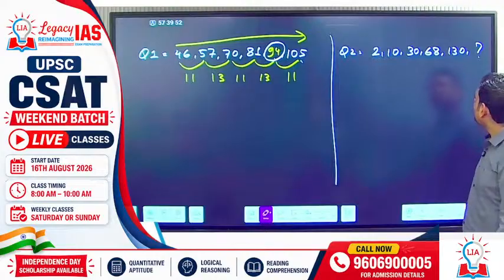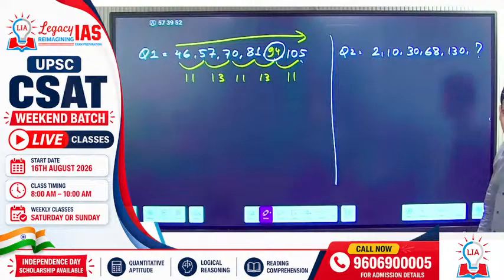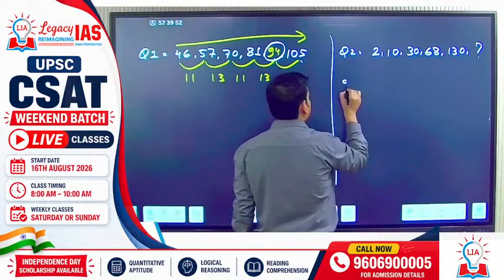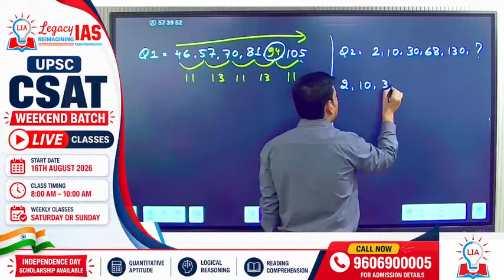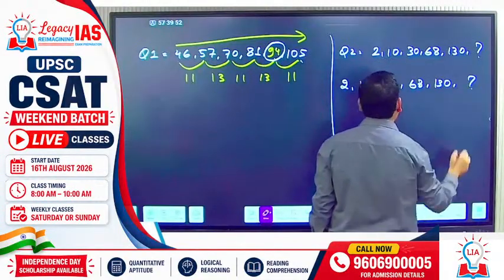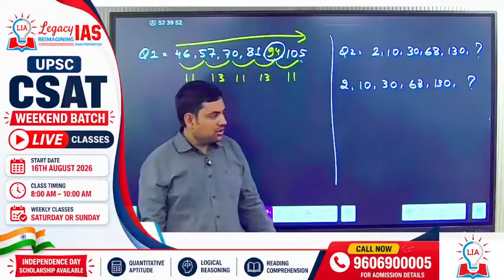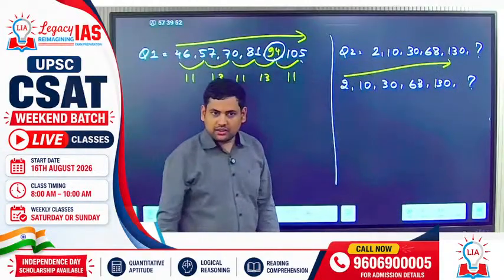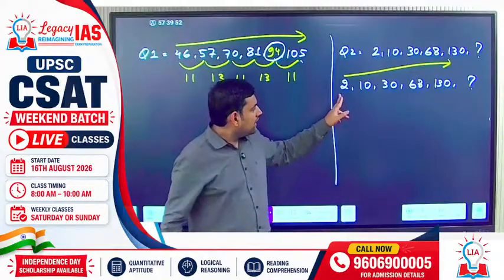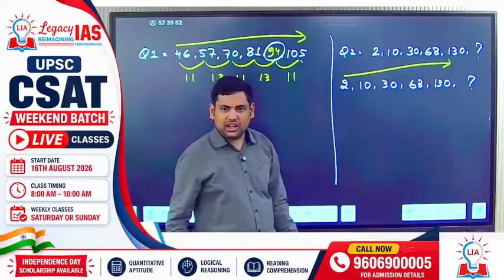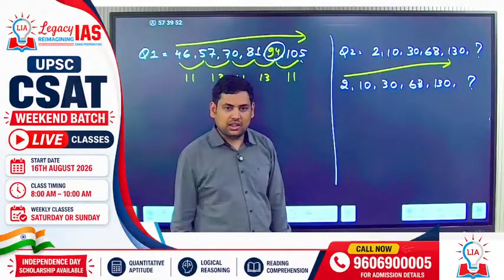Then this one: 2, 10, 30, 68, 130. Now see how you go step by step. First thing, you see that this is an increasing series. Now, if you see here, what is the difference? 8, then 20, then 38. So the difference is changing very drastically.